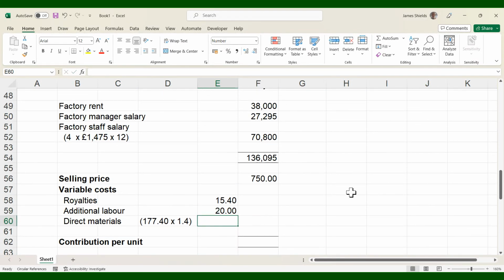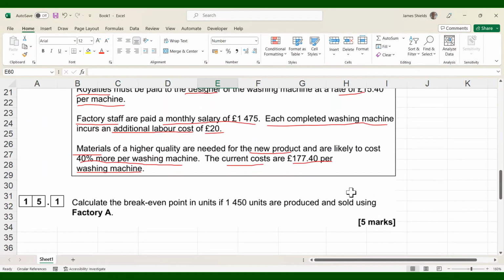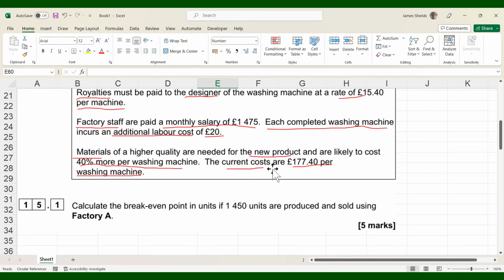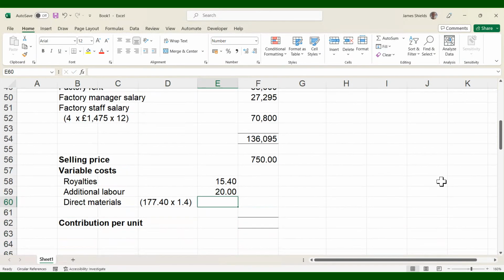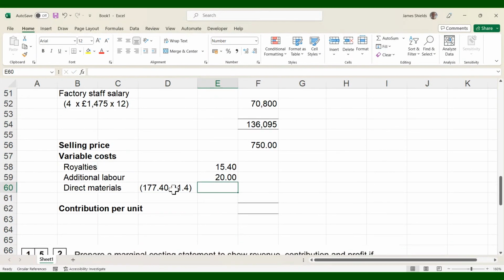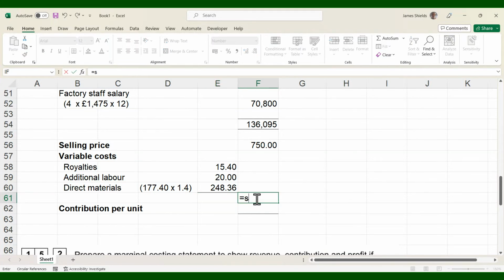And direct materials, they originally were £177.40 per machine. Now they're going to increase by 40%. So to find the increased amount, it's going to be 177.40 times 1.4. So 177.4 times 1.4, that's going to give us £248.36.